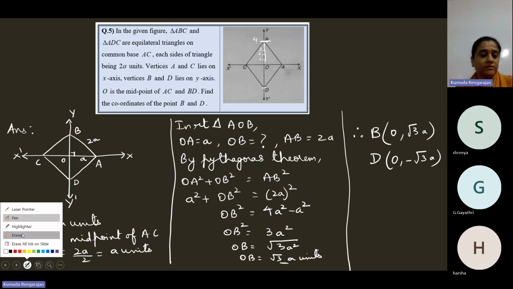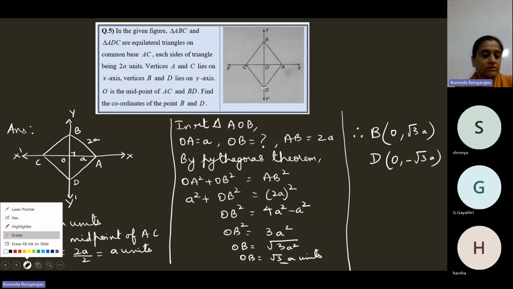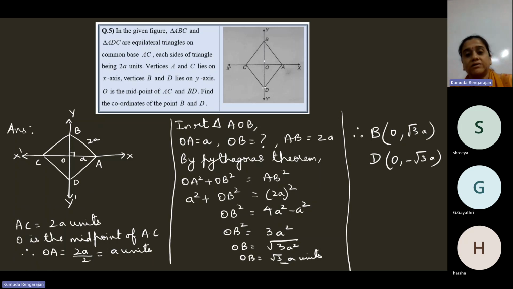Let me ask you again. Supposing it's marked like this, 2, 4, 6, 8. What is the length of OB? 8 units. How do you say that? Because the marking here is 8. So OB is 8 units. But we have found OB to be root 3a units. That means the marking here should be root 3a, right?